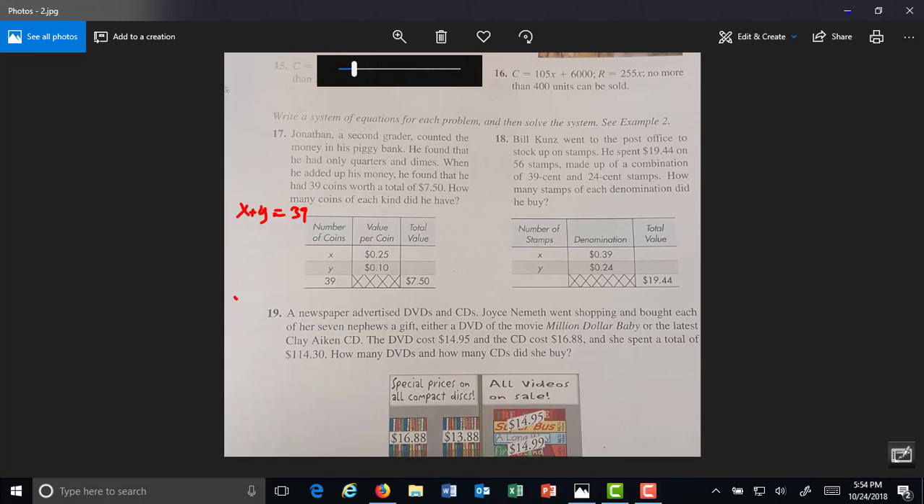What do we got? The coins of 25 cents times X plus what? 0.10 Y. And that equals? 7.50. So if we set these two equations up, now we know if we solve by substitution, I could take a Y and put it right in that Y. Right? That's called substitution. Suppose I solve this for Y, right? And I subtract X plus 39.